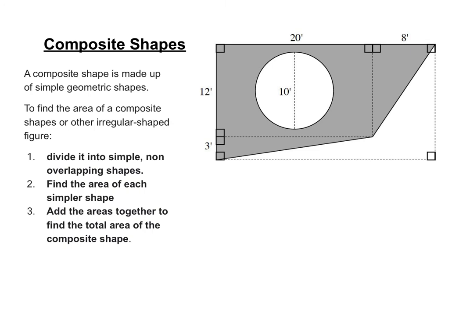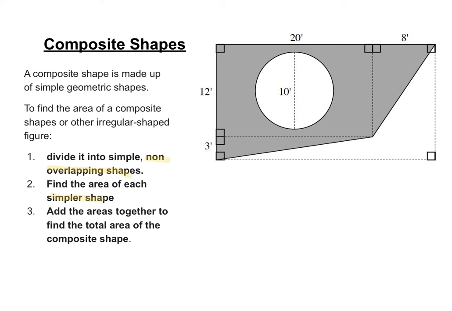So today we're going to look at the area of composite shapes, and you've already seen some of these in your journal problems. But a composite shape is made up of simple geometric shapes, and in order to find the area of composite shapes or any other irregular shaped figure, the best things to do are follow these 3 easy steps. First, divide it into simple, non-overlapping shapes. So we're looking for what shapes that we know exist on this odd thing. Second, we'll find the area of each of those simpler shapes. And then lastly, we will add those areas together, or in some cases you have to do some subtraction.